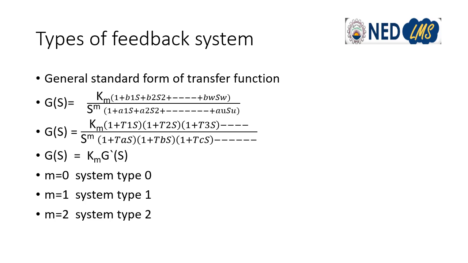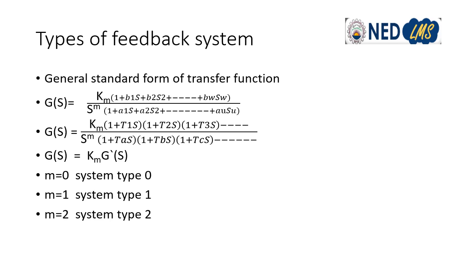In this case, the poles at the origin tell us about the system. If m equals 0, that is, the transfer function is K_m upon s raised to the power 0, the remaining poles and zeros are at their own places. K_m upon s raised to the power 0 means it is system type 0. s raised to the power 0 means there is no pole at the origin.